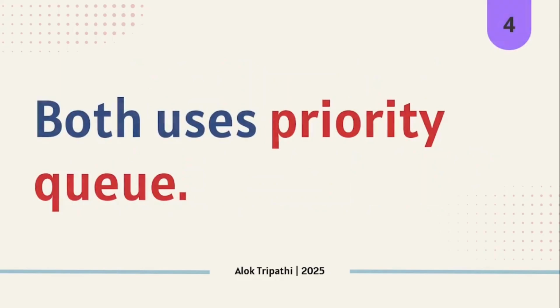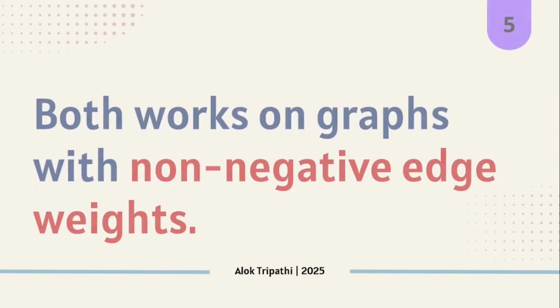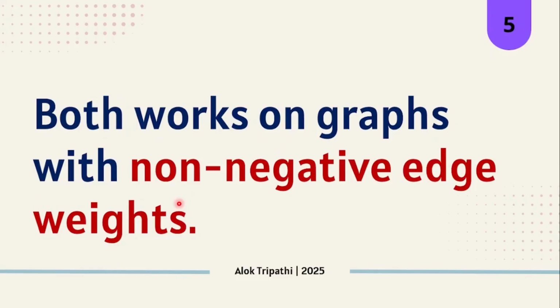Moving on to the first point of similarity, which is the frontier they use. Both of them use a priority queue. So what happens? The priority queue prioritizes the node with the lowest associated cost. Moving on to the second point of similarity, both of them work on non-negative edge weights.